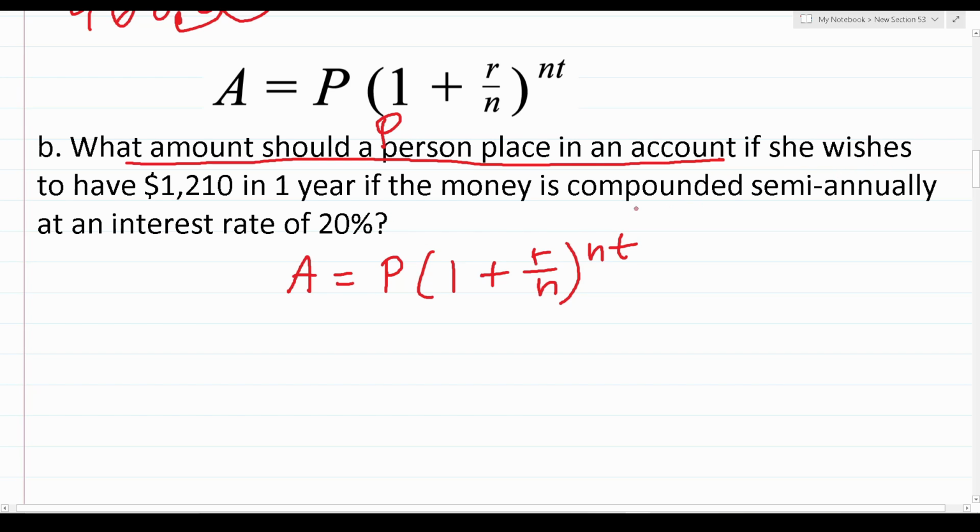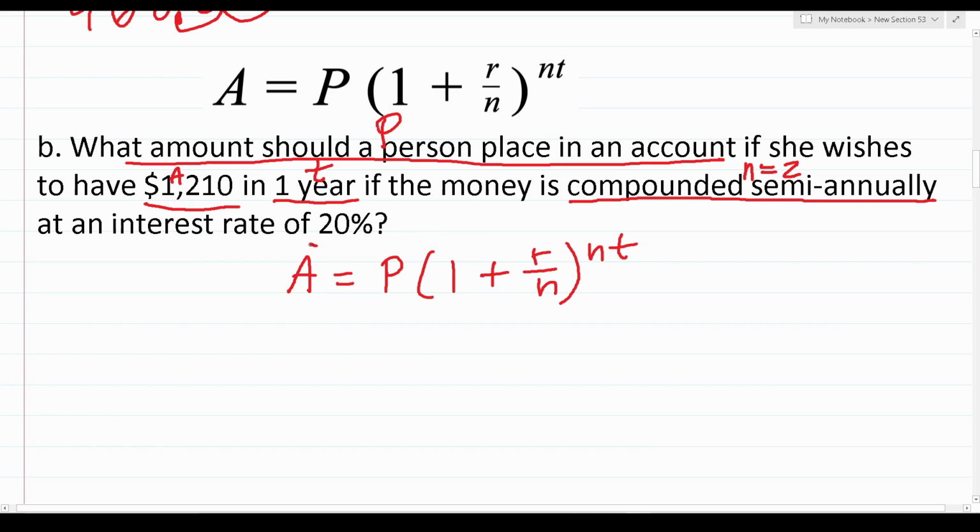If she wishes to have $1,210 after 1 year. Well, if you recall, A referred to the amount of money in the account after your investment has run its course. So this 1210 is going to be our A. Again, we know time's always given in years, so this 1 year is going to be our T. And what's more, we're told the money is compounded semi-annually. Again, whenever you see the word compounded, you know that's going to be your N. Semi-annually means twice per year, so N is going to be 2 in this case.